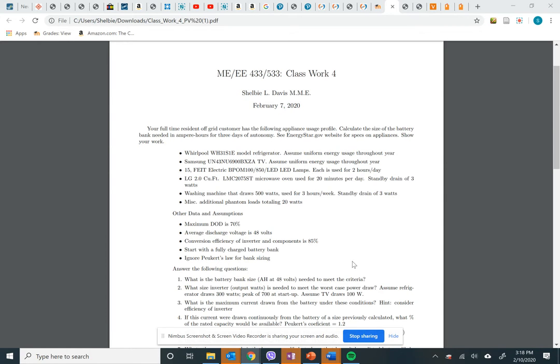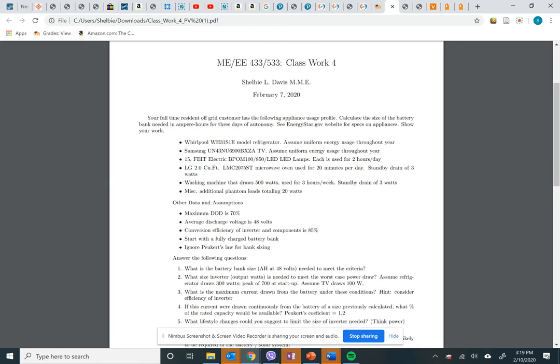So what it's saying here is that your depth of discharge shouldn't be more than 70%, which means that you shouldn't discharge more than to 30% state of charge. You have a 48 volt bank. Conversion efficiency of the inverter and other components is 85%. We'll use that later. And then we're going to start with a fully charged battery bank. You don't know what Peukert's law is, so forget about that. Doesn't matter for what we're doing. It's important if we were really diving into batteries, but we're going to just skip that.